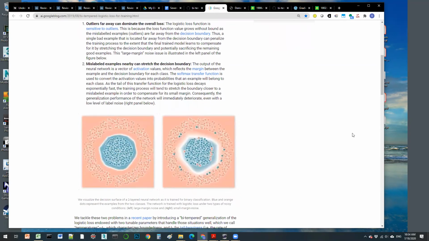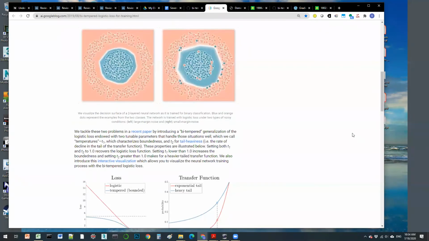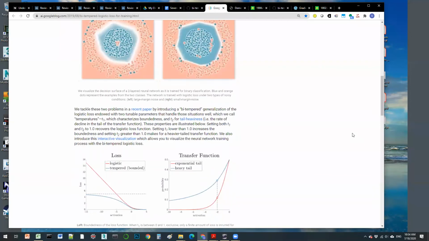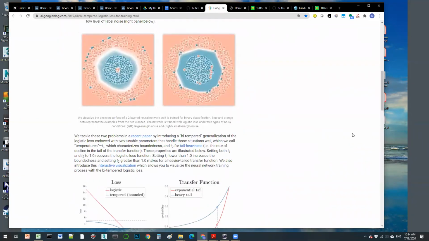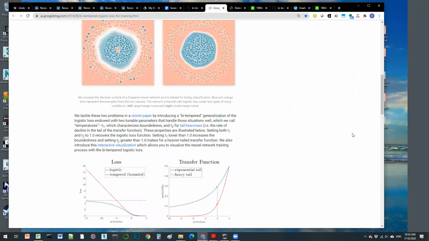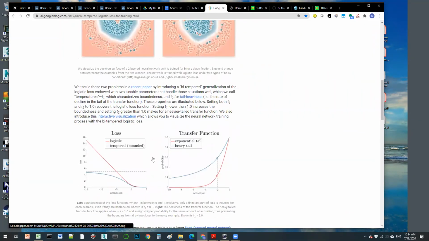And these two effects are countered in the paper by two parameters. That's why the bi-tempered name comes in, which is a temperature T1, which again, I might get this wrong, but you can read the paper. T1 is typically between 0 and 1. And right now I'm just trying a fixed value of 0.2, let's say, or 0.8 or something like that. And that helps in one of these situations. And that's, I think, the large margin noise, if I'm not mistaken.